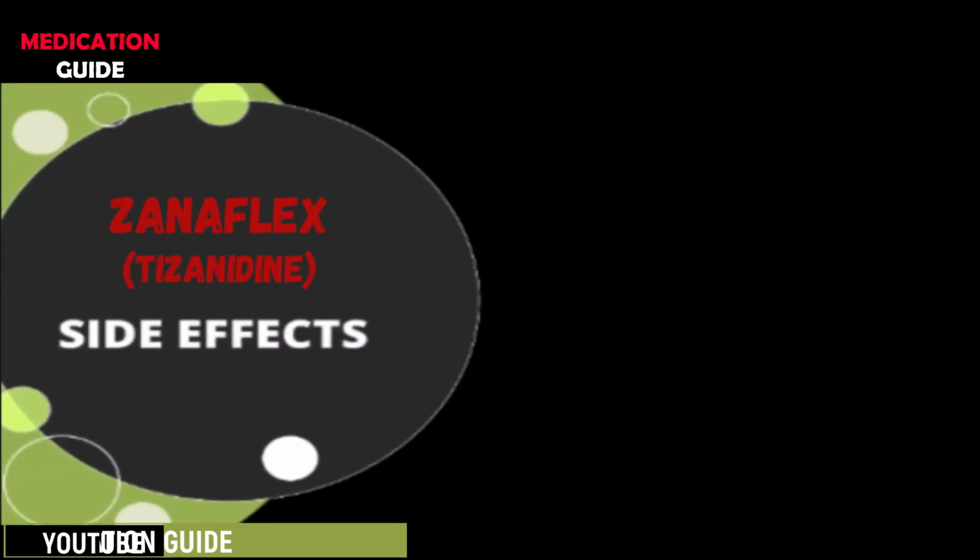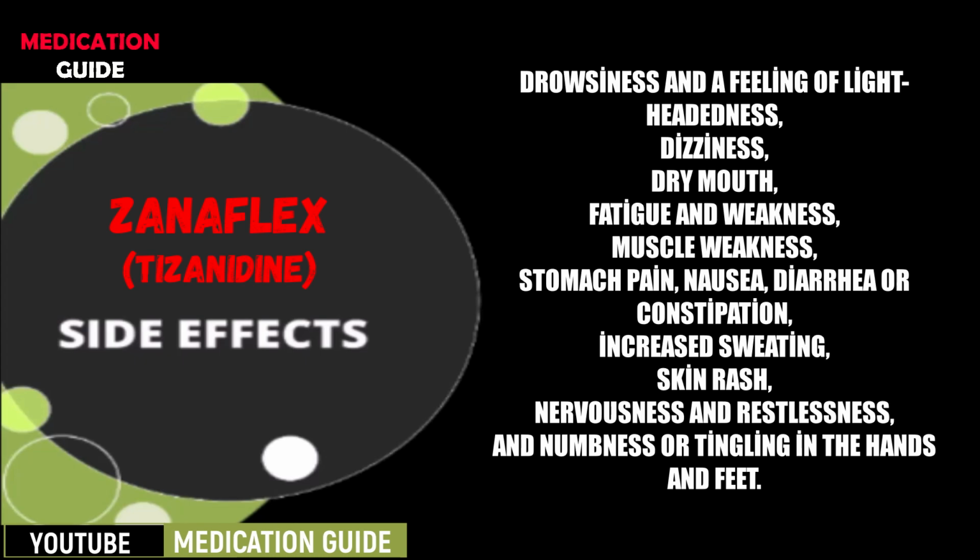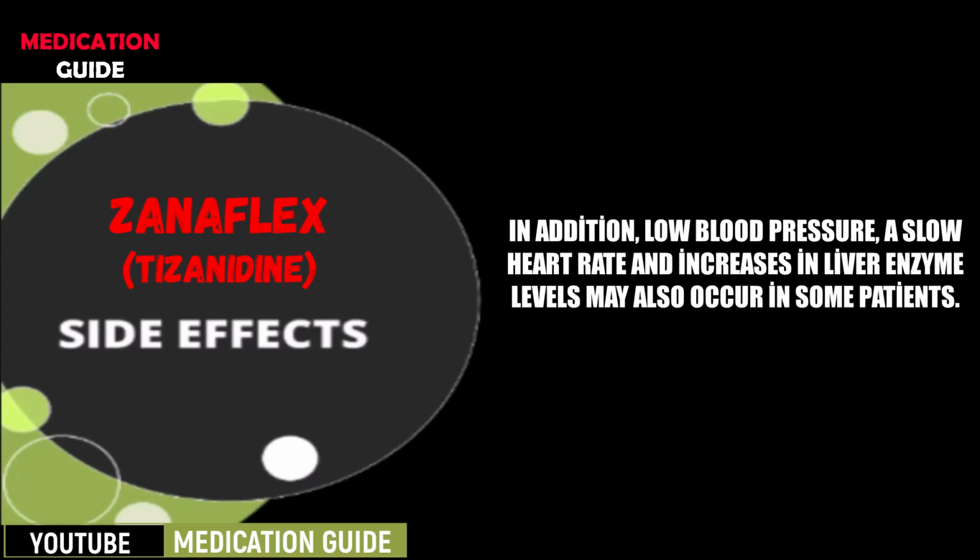The most common and moderately frequent side effects of ZANAFLEX include drowsiness and a feeling of lightheadedness, dizziness, dry mouth, fatigue and weakness, muscle weakness, stomach pain, nausea, diarrhea or constipation, increased sweating, skin rash, nervousness and restlessness, and numbness or tingling in the hands and feet. In addition, low blood pressure, a slow heart rate, and increases in liver enzyme levels may also occur in some patients.